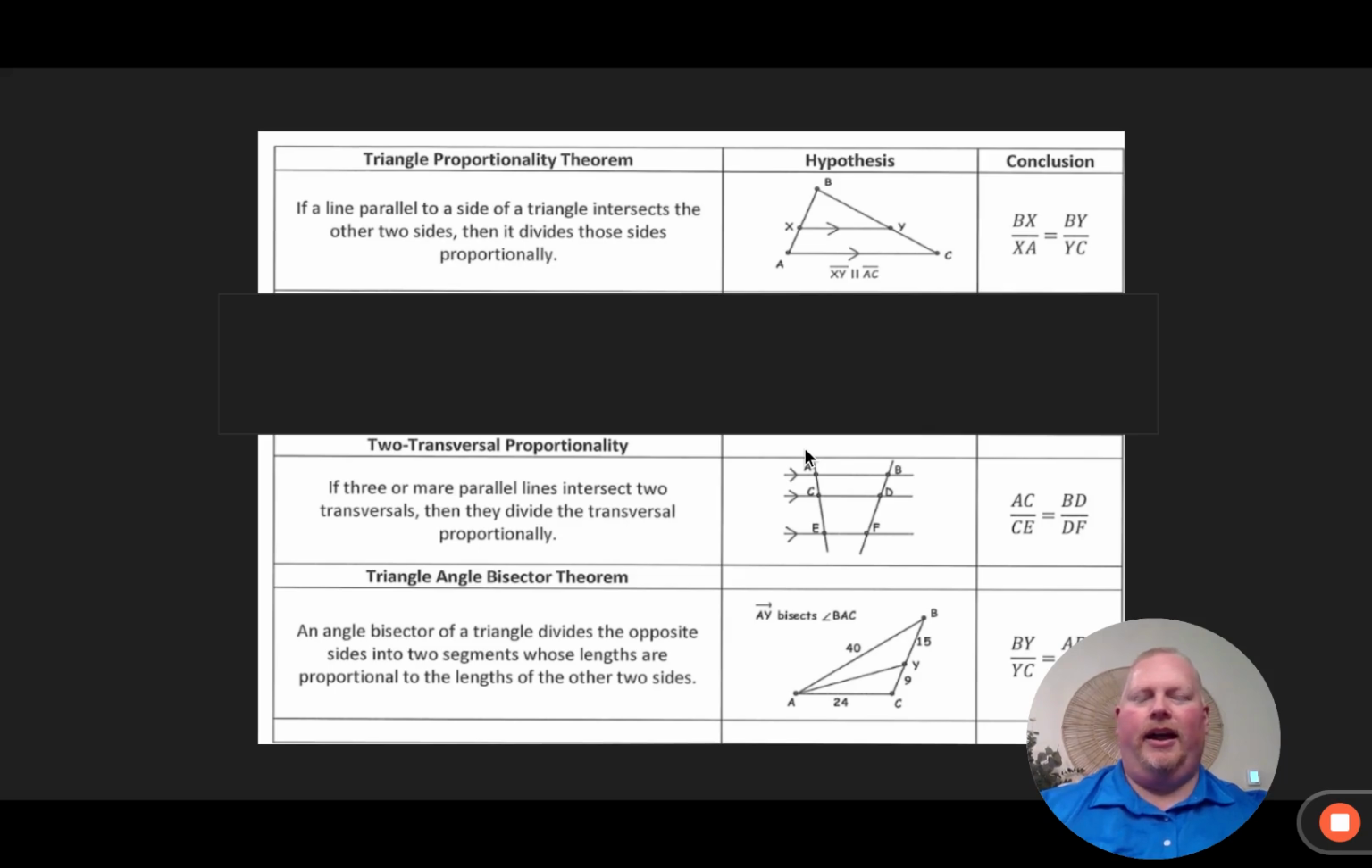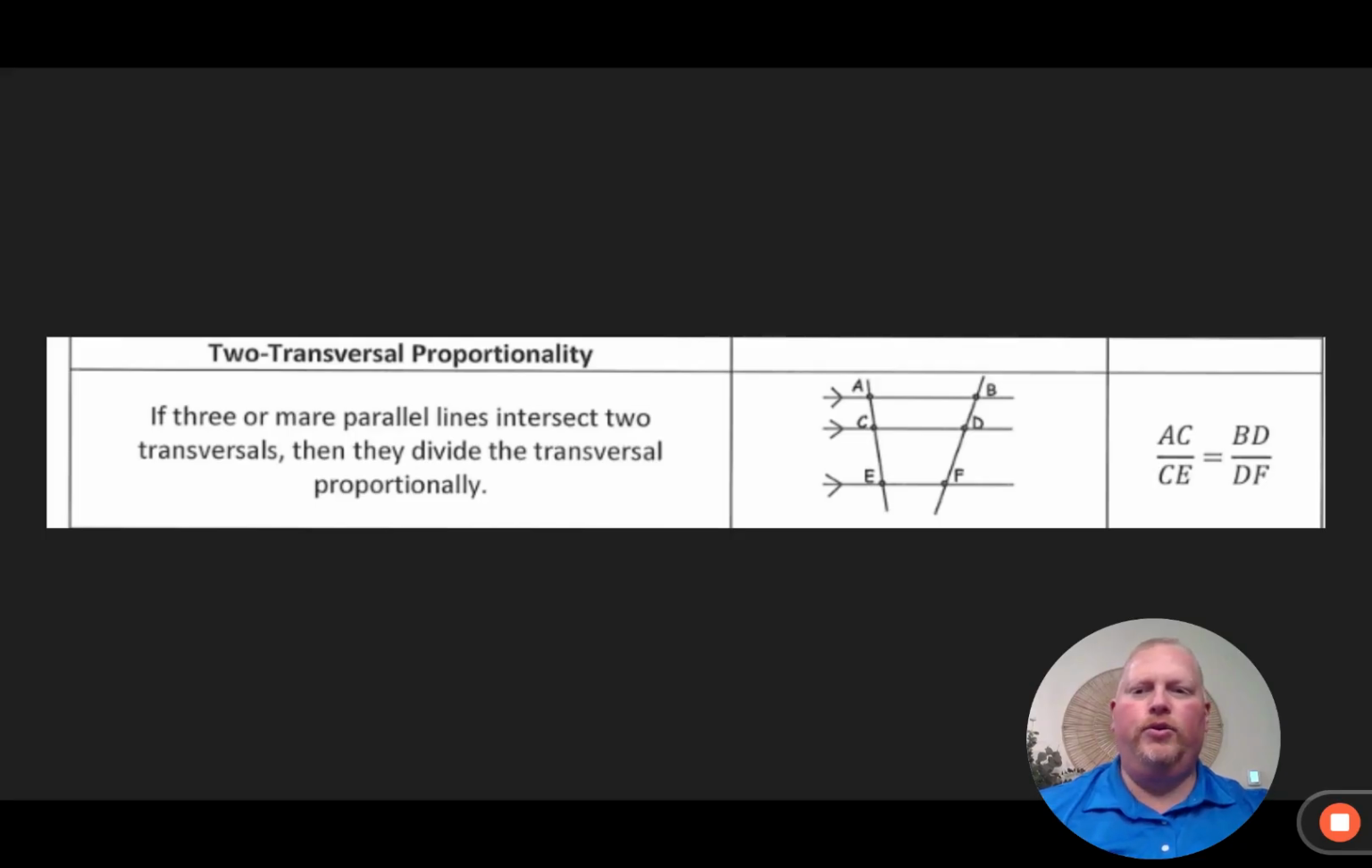And then the next thing, the converse of the triangle proportionality theorem, I'm not too worried about that. Basically says if the sides are divided up proportionally, then the lines are parallel. But we're not going to deal with that too much. So the next thing, the two transversal proportionality theorem. Basically, it's the same thing as the side splitter theorem, except the two sides don't connect and make a triangle. It's just two sides, but everything's split up proportionally. So this top part AC over this bottom part CE is going to be equal to this top part over this bottom part.